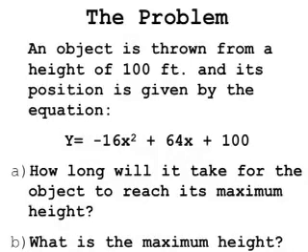An object is thrown from a height of 100 feet, and its position is given by the equation y equals negative 16x squared plus 64x plus 100. A. How long will it take for the object to reach its maximum height? B. What is the maximum height?